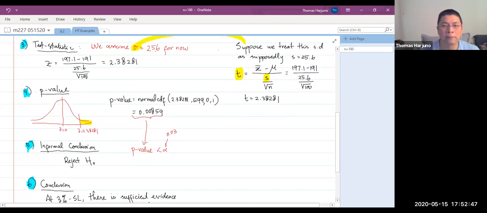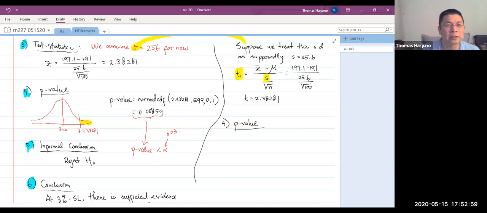Now, how about our step 4? In step 4, the p-value, we still perform a right-tail test. And the t-distribution looks very, very similar to the standard normal distribution. At this time, instead of z, this is t equals 0, and this is t equals 2.38281. Now, the p-value is still the area of this tail.